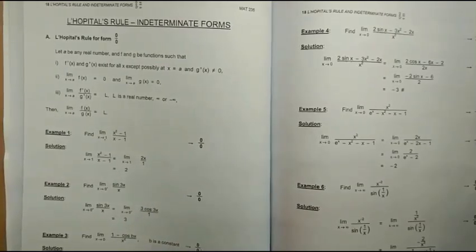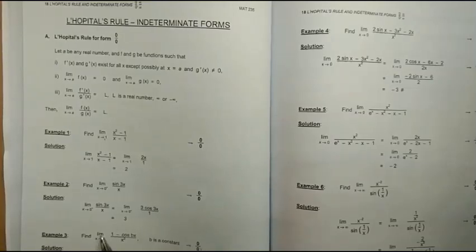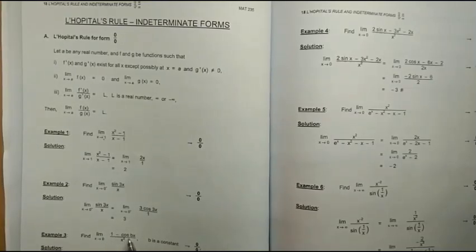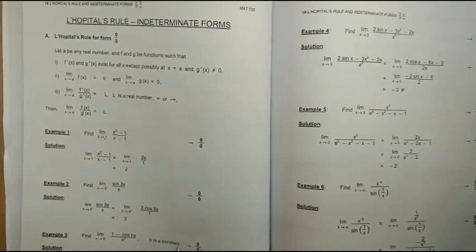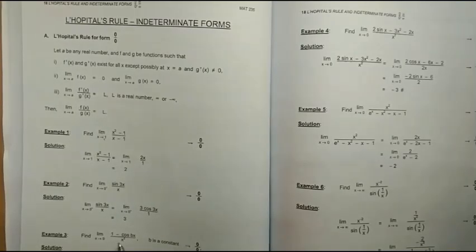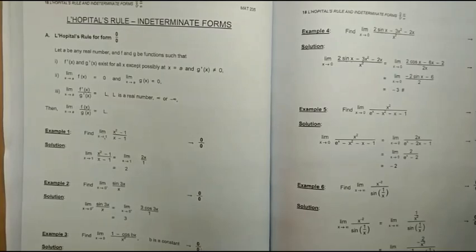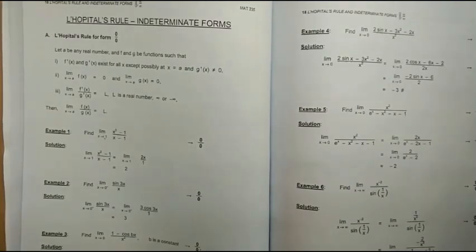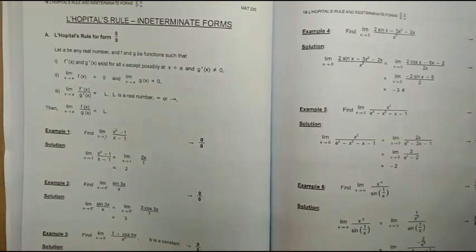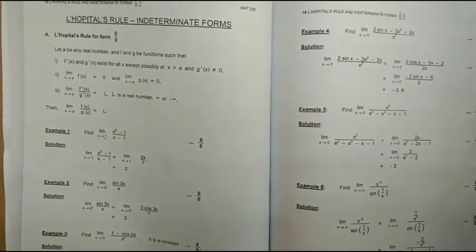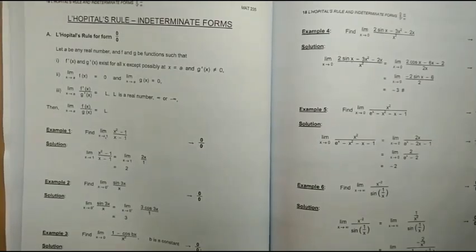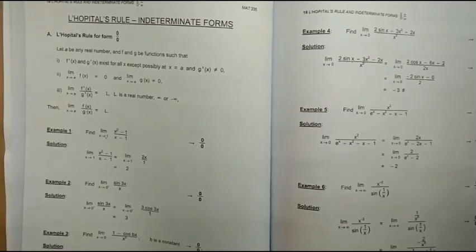Okay, for example 3, limit x approach 0, 1 minus cos bx over x square, where b is a constant. If you substitute x equals 0, we get 0 over 0. So differentiate 1 minus cos bx, we get b sin bx, and x square gives 2x. Substitute again, 0 over 0. So again, you have to differentiate the top, differentiate the bottom. So b square cos bx over 2. Substitute 0 and we get b square over 2.